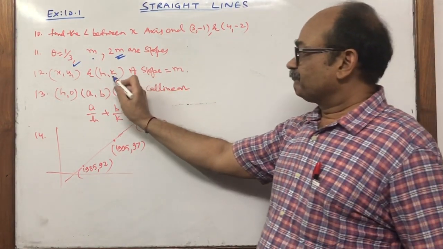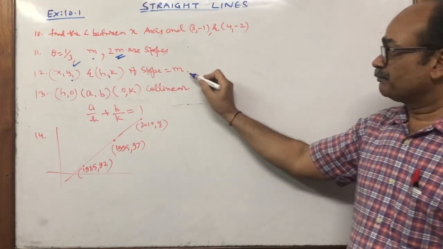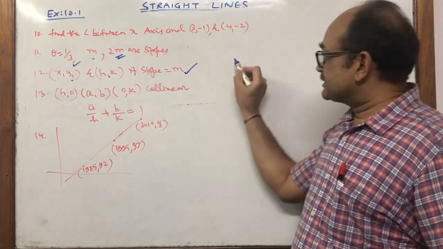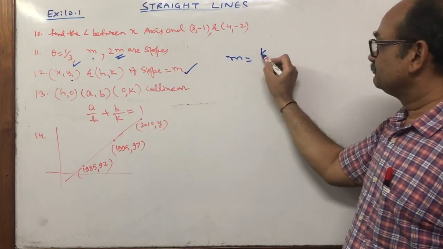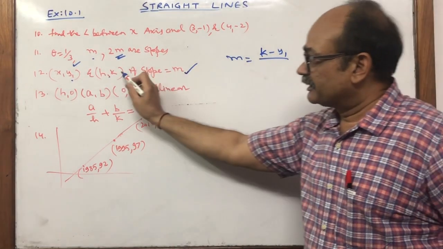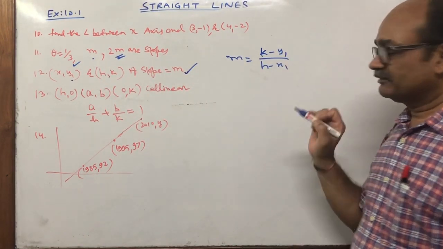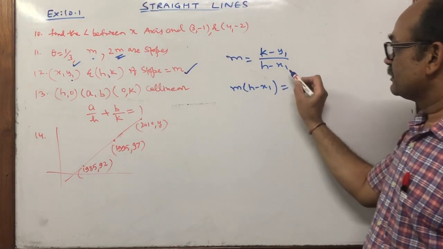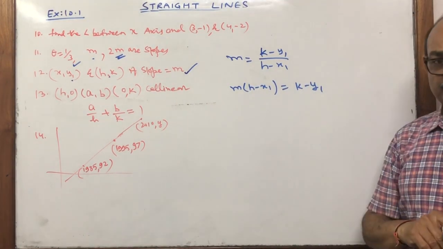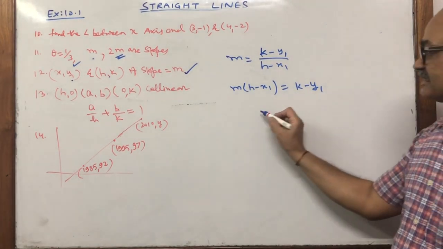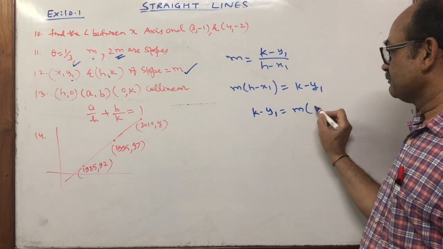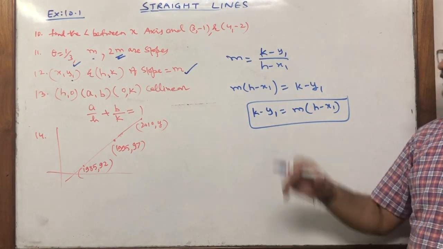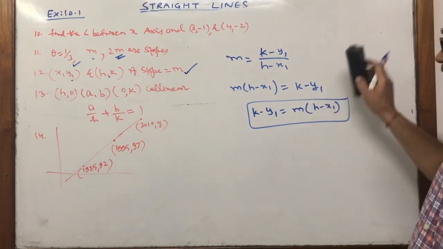x1 y1 and h k are the 2 points and the slope between them is m. We want to form the equation. m is given and 2 points are given. So k minus y1 over h minus x1, simply cross multiply. m into h minus x1 equals k minus y1. So we can arrange and get the final answer: k minus y1 equals m times h minus x1. Simple. Next is sum number 13.